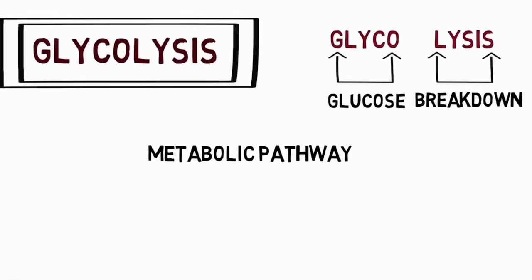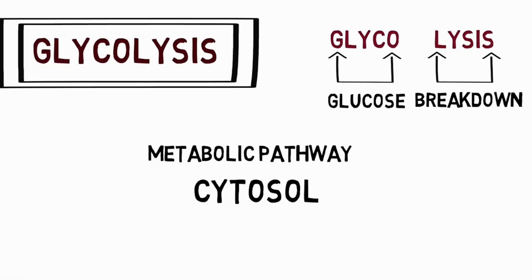I am from group 319 and my topic is auto oscillation in glycolysis. We will discuss glycolysis. Glyco means glucose, lysis means breakdown. Glycolysis is a metabolic pathway that involves systematic breakdown of glucose to produce energy. It takes place in the cytosol of the cell.